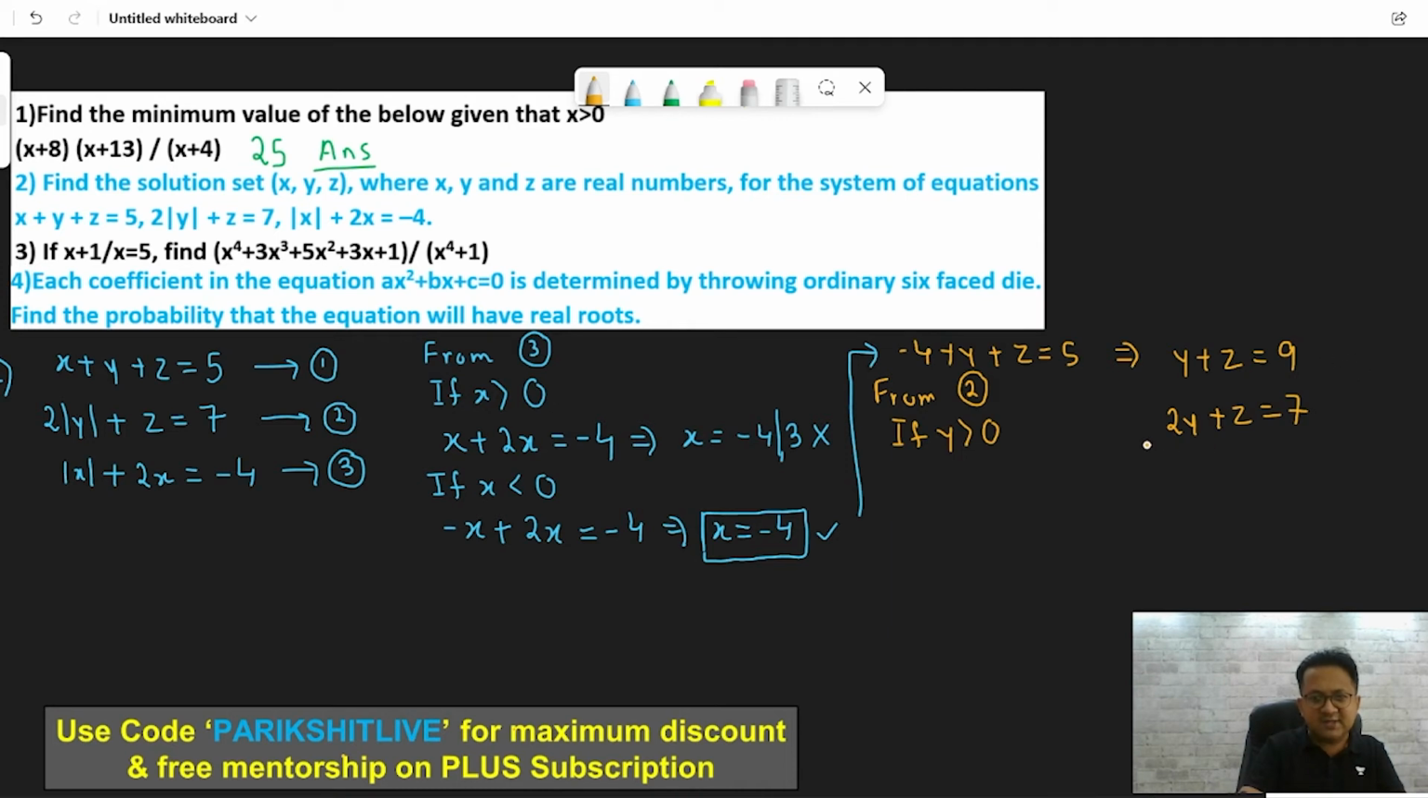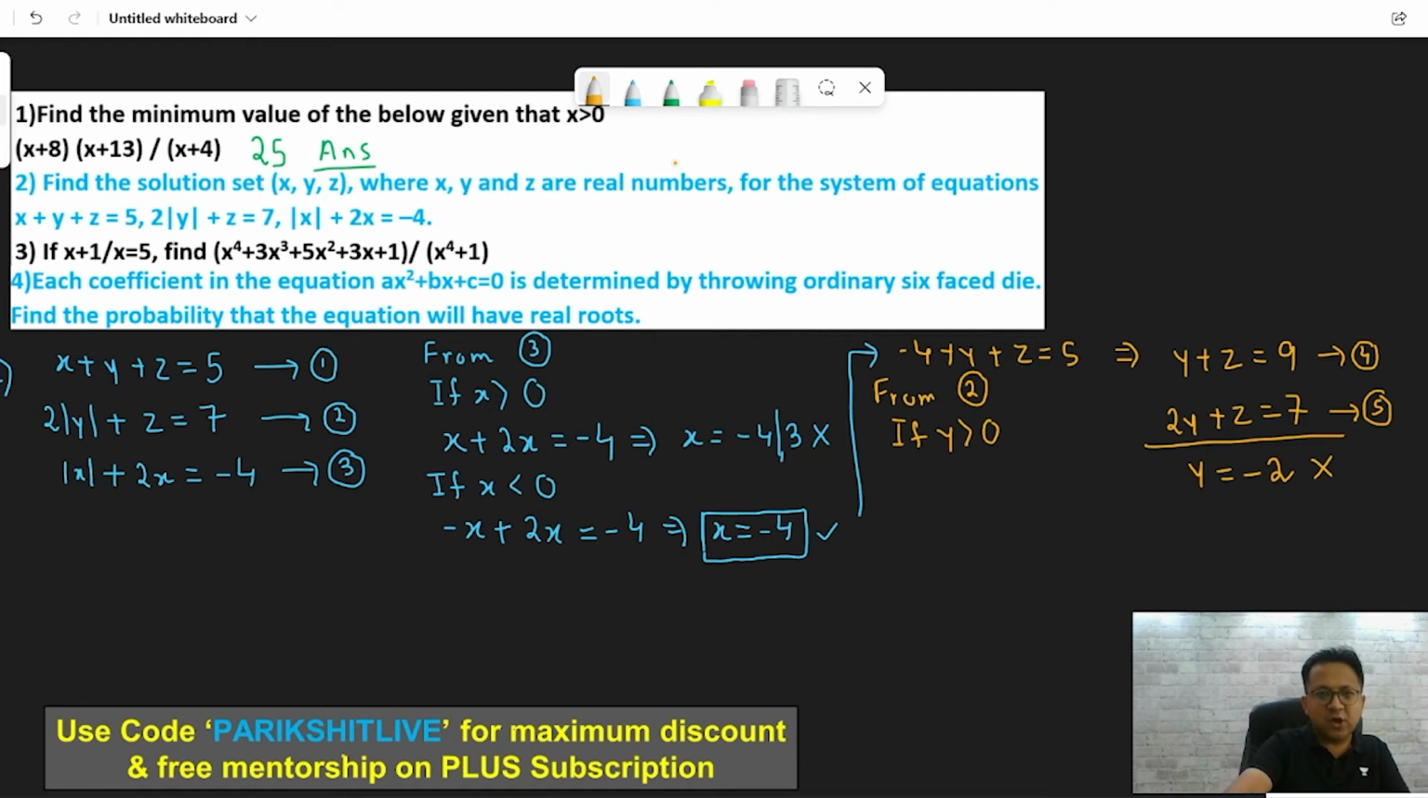Let's call it equation 4 and equation 5. Let's subtract 5 minus 4. If you do 5 minus 4, 2y minus y is y, z cancels out, and 7 minus 9 is minus 2. This is not possible. Why? For the simple reason, you have assumed y to be greater than 0, and if you have assumed y to be greater than 0, this scenario is not possible.